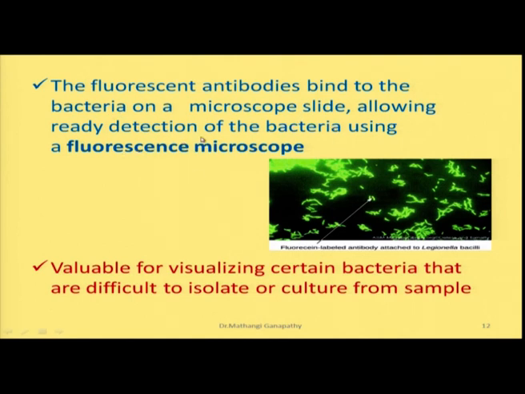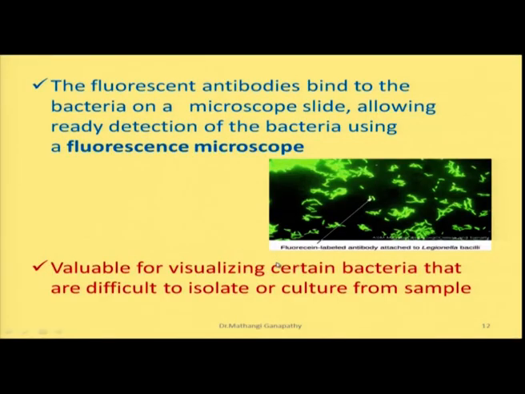So, when you mix the fluorescence antibody along with the microbial solution and observe it under the microscopic slide, this will bind either with the cell wall or the flagellar component, and the fluorescence would be highlighted under the microscope. This is very valuable for visualizing certain bacteria which are difficult to isolate or culture from the sample. If the bacteria is very finicky, or it is very less in number, so that isolation becomes very difficult, even such samples can be detected using fluorescent antibodies.